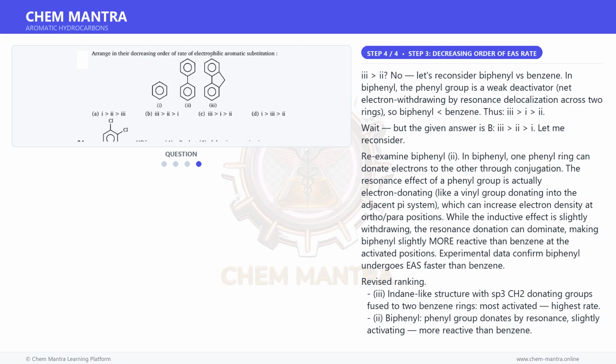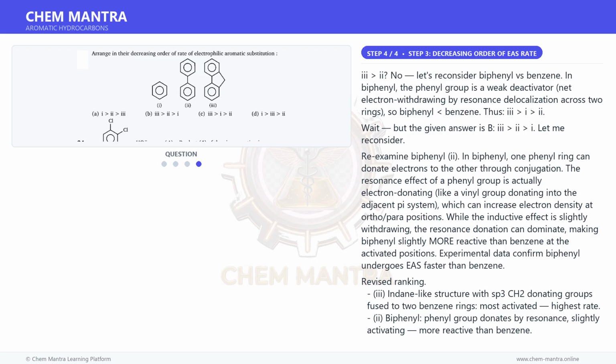Revised ranking. 3. Indane-like structure with sp3 CH2 donating groups fused to two benzene rings, most activated, highest rate. 2. Biphenyl, phenyl group donates by resonance, slightly activating, more reactive than benzene. 1. Benzene, least reactive of the three. Decreasing order, 3 > 2 > 1, which corresponds to option B.